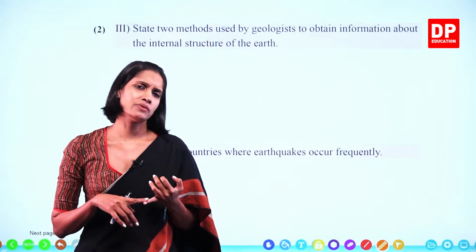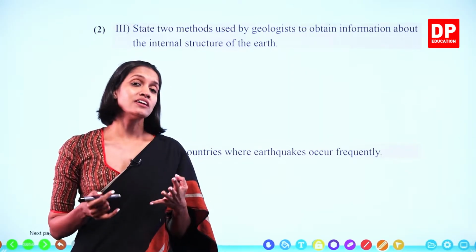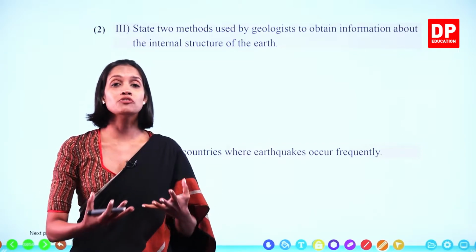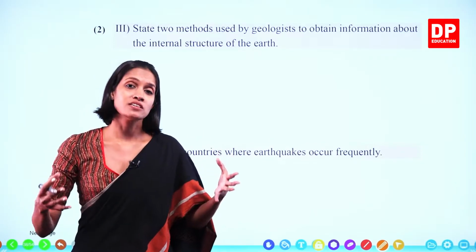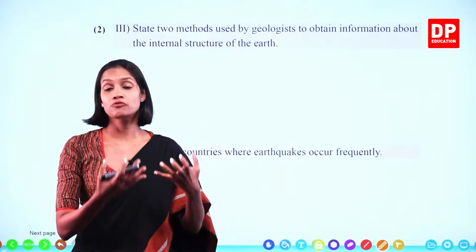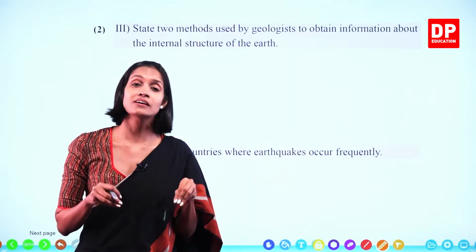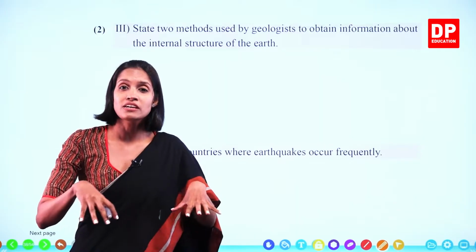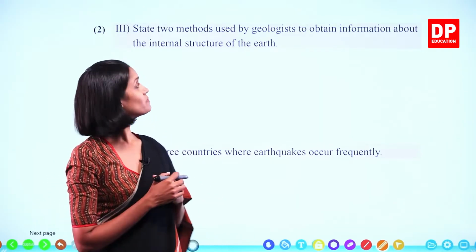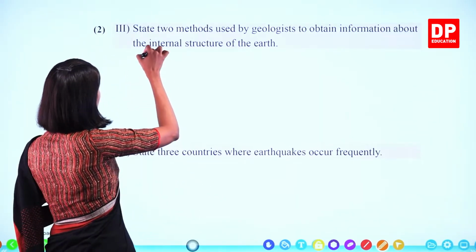And what is the other method, children? They can study the rocks brought up during volcanic eruptions, right? Some rocks come to the surface in a volcanic eruption, so geologists can study them and get an idea about the inner parts of the earth, okay? Let's write. Number 1.